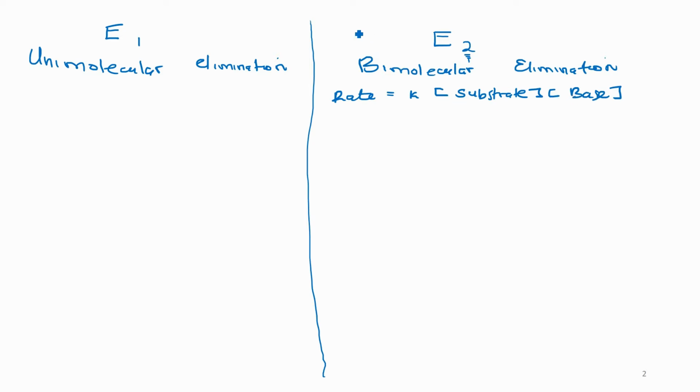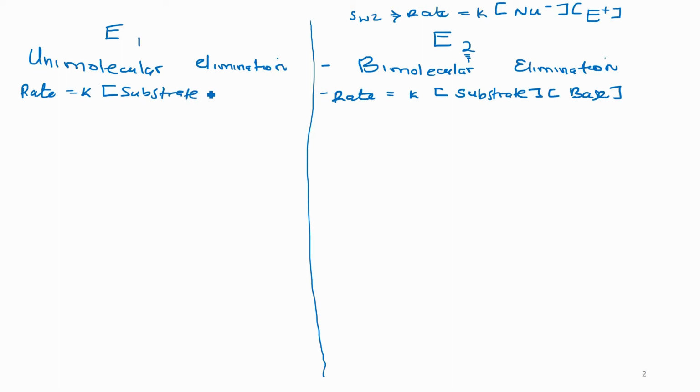In SN2 we said the rate was equal to the rate constant multiplied by the concentration of the nucleophile and the concentration of the electrophile. So in eliminations, we don't use nucleophile, we don't use electrophile, we use substrate and base. So two things determine the rate in E2. In E1, only the substrate, the starting material, will determine the rate.